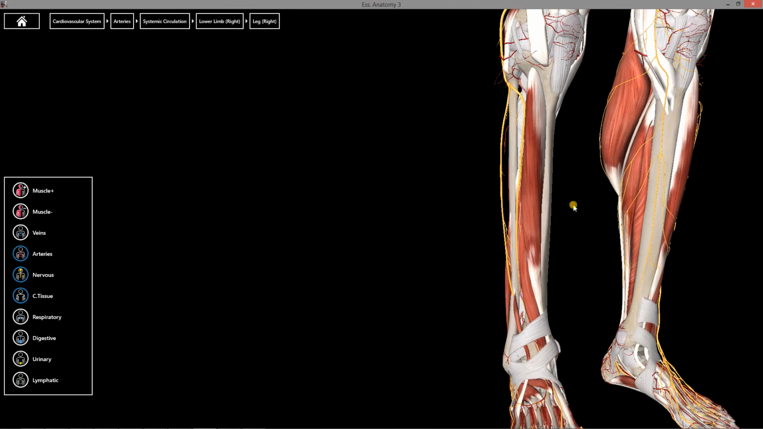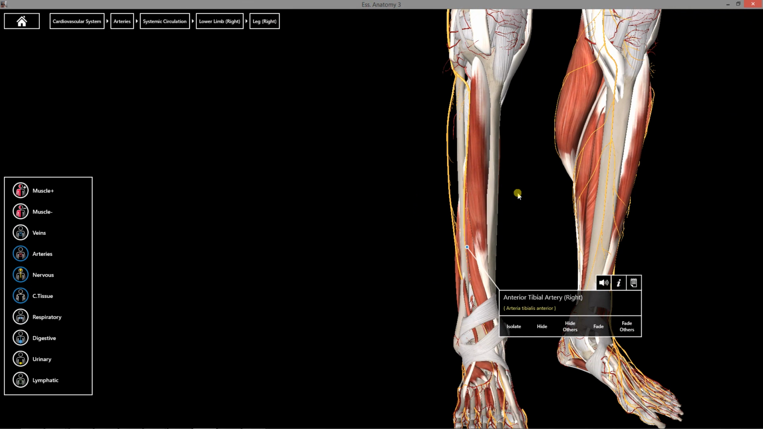Okay, so I think I'm going to take a bit of a break before going on to the posterior compartment, as well as I'm going to cover the dorsum of the foot very quickly. So, see you at the next video.